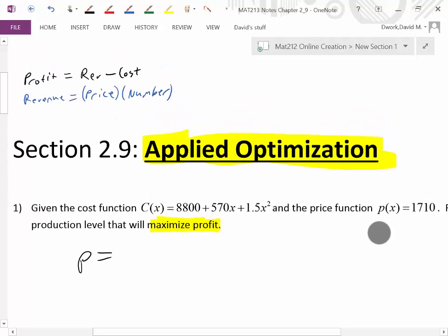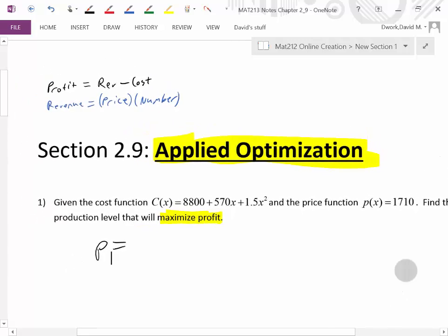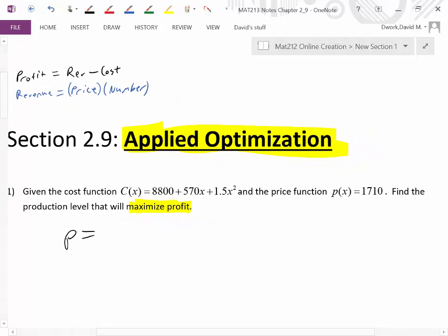How do you make profit? Well, profit is revenue minus cost. Do we have anything like that? Well, let's see. Given the cost function and the price function, find the production level that will maximize profit. We're going to assume that x is the number of items being made, because they're asking us to find the production level. So let's call x the production level.